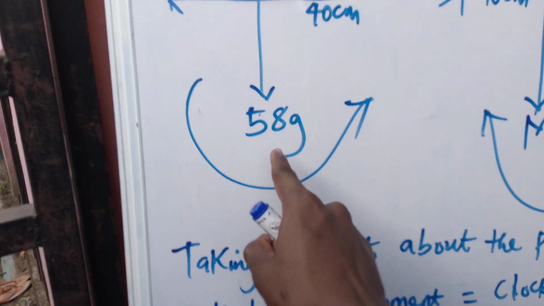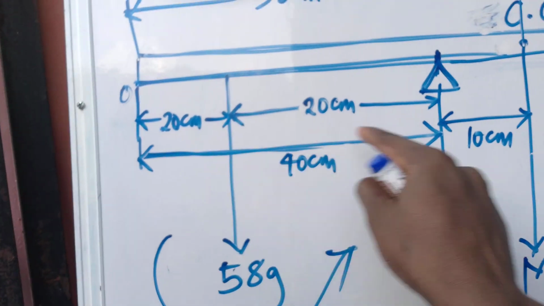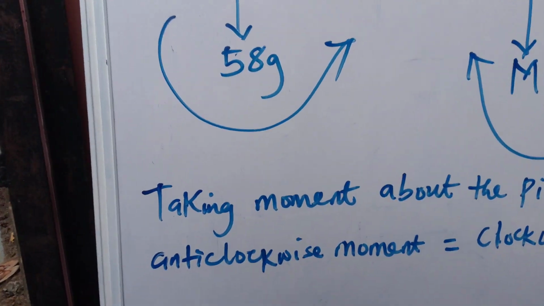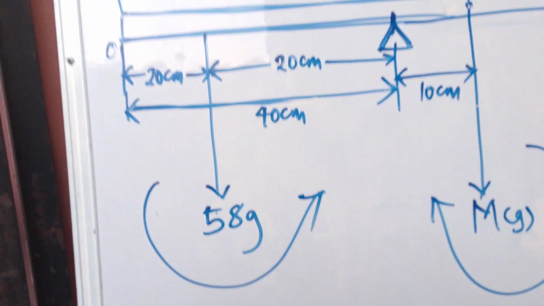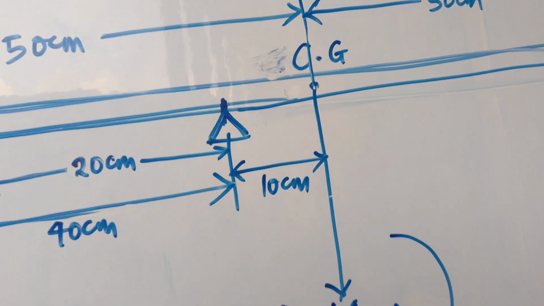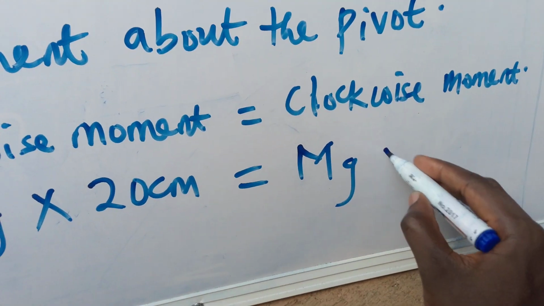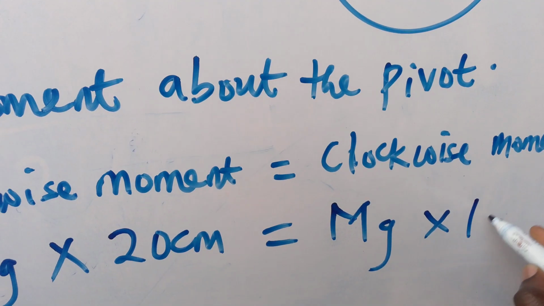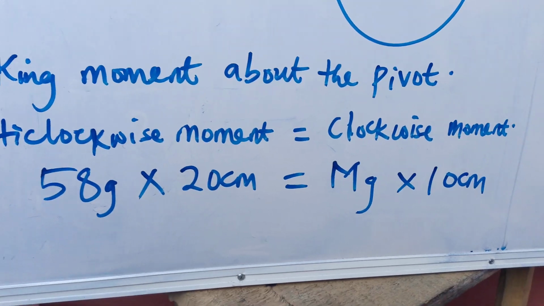Now the anti-clockwise moment will be this times the perpendicular distance from here to here, which is 20. Now I told you it is force times perpendicular distance. In this case I'm making use of the mass. That will be this mass times the perpendicular distance, which is 58 gram multiplied by the perpendicular distance from here to here, 20 centimeter. It's equal to the other mass, m grams, multiplied by my perpendicular distance from here to the pivot, 10 centimeter. So I'm having 58 gram times 20 equals m times 10.